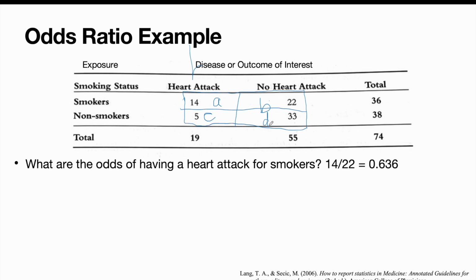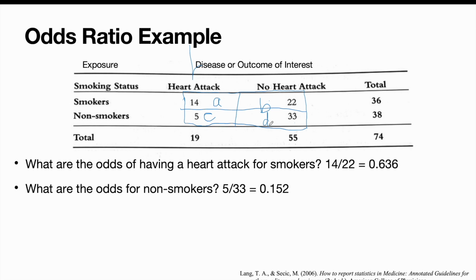Our smokers who have had a heart attack is 14. Smokers who have not had a heart attack is 22. And then we find our odds are 0.636. What are the odds for non-smokers? So these odds are C over D. So this is 5 over 33. And our odds are 0.152.